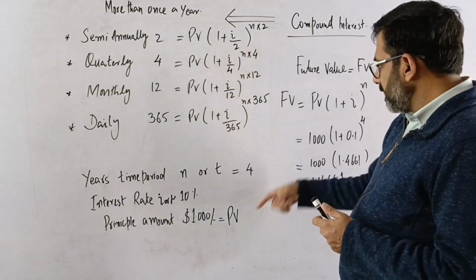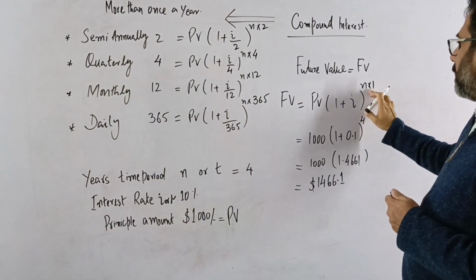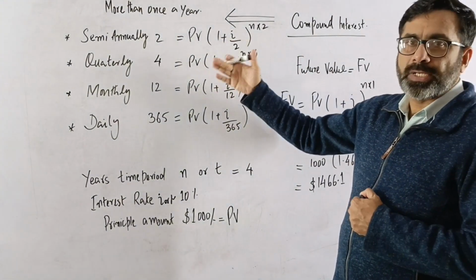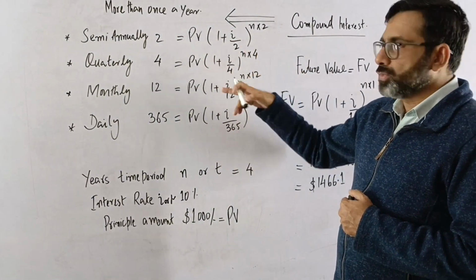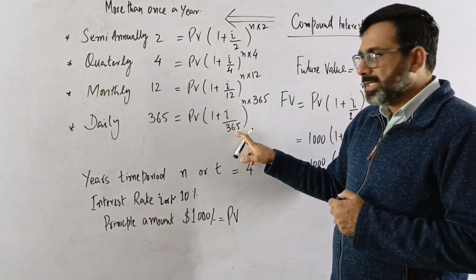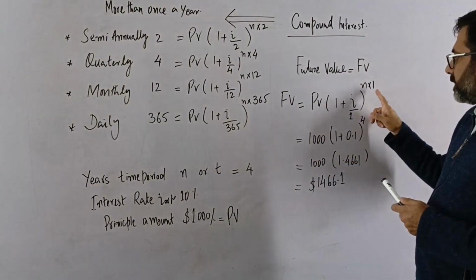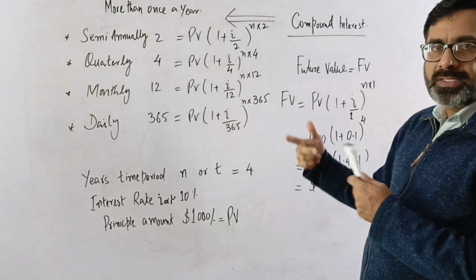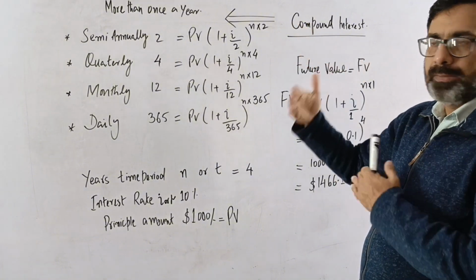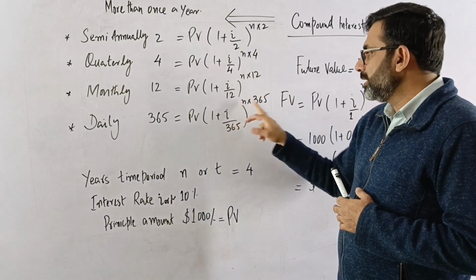It was 1 time before, so it was divided by 1, but now, because it is 2 times semi-annually, divide by 2. If it is quarterly, divide by 4. If it is monthly, divide by 12. If it is daily, divide by 365. In the same way, the number of periods is increasing. It was just 4 years, 5 years, 6 years, but now 4 years into 2, for example, is 8 times. Here it will be 4 into 4, 4 into 12, 4 into 365.